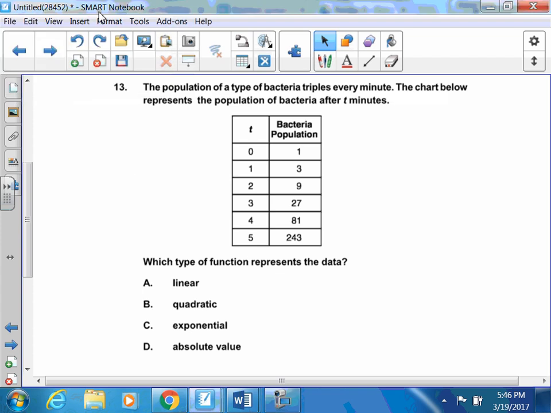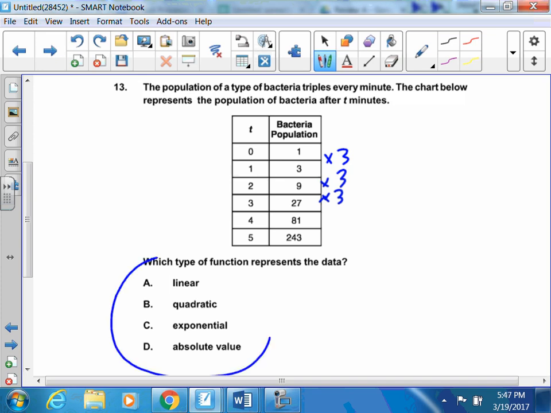Okay, so for this one, for 13, bacteria is tripling every minute. So, from 1 to 3, we're timesing by 3, timesing by 3, timesing by 3. Okay, so, what type of function is that? Well, let's investigate all 4 of these types of functions.